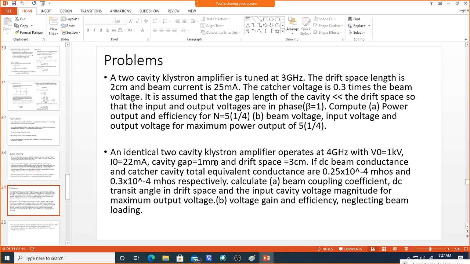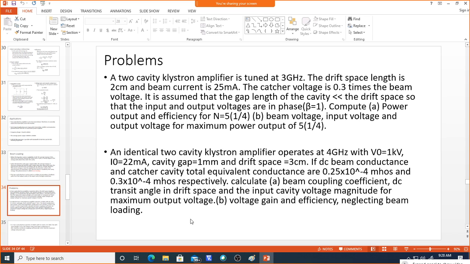So cavity gap 1 mm, drift space is 3 centimeter, and the DC conductance and catcher cavity total equivalent conductance are 0.25 into 10 power minus 4 mhos and 0.3 into 10 power minus 4 mhos. So now what we need to calculate: beam coupling coefficient, DC transit angle in drift space, and input cavity voltage V1 magnitude for maximum output voltage, and what is the voltage gain and efficiency. So efficiency neglecting the beam loading.